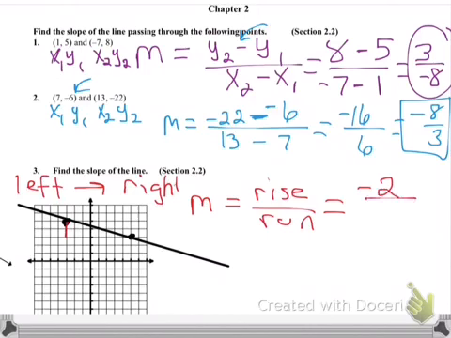Your run is how much you go right or left. So from here to get to my next point, I have to go over 1, 2, 3, 4, 5, 6, 7, 8. So negative 2 over 8, and you need to reduce that, and it reduces to negative 1/4. Okay, if you need to write this down, please pause it, as I will be moving on to the next page.